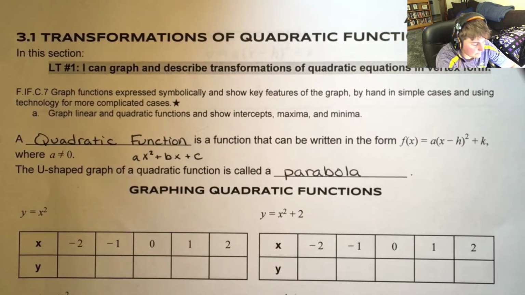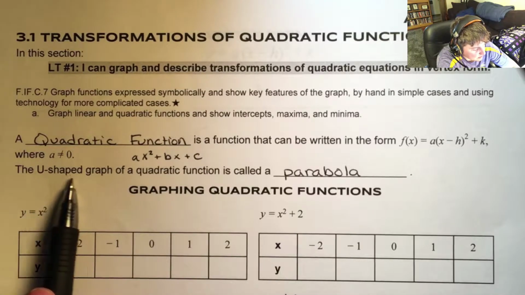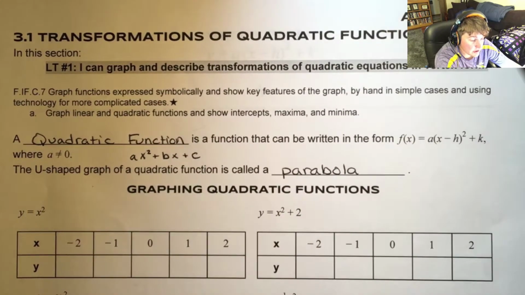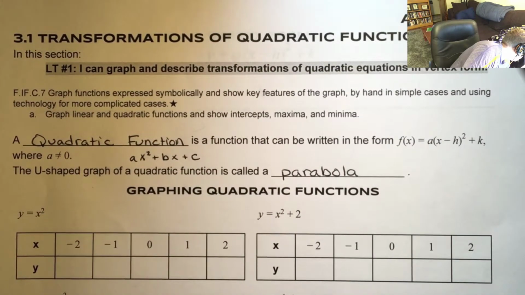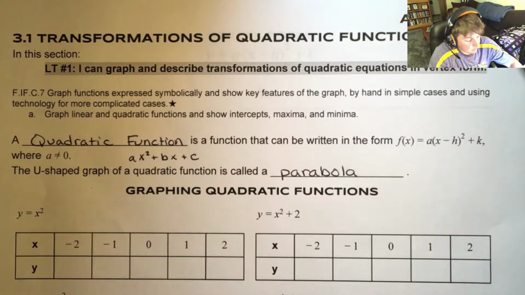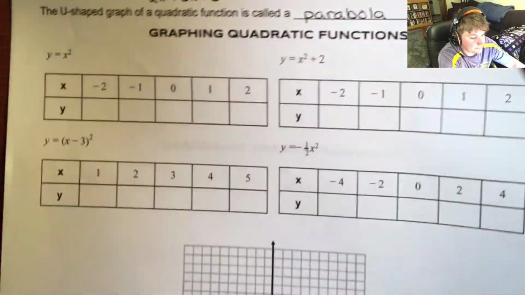Okay, so basically anytime you have a variable with an exponent of 2, it's considered a quadratic function, quadratic equation. So, the U-shaped curve, or the U-shaped graph of a quadratic function is called a parabola. So you're going to want to get used to that word. Basically, this whole chapter is going to be about graphing. So we will have quite a bit of work to do with parabolas.